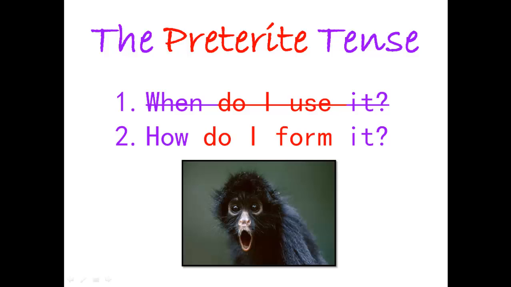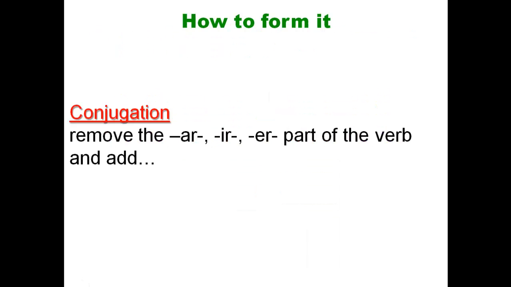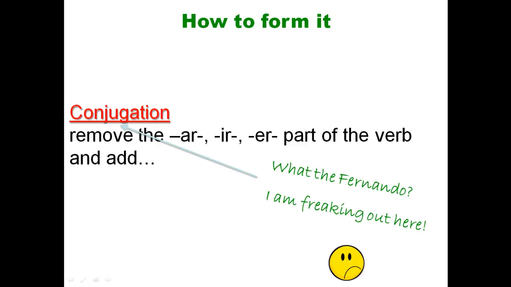So let's have a look now at how do I form it. Okay, so for the conjugation, it's really simple. You remove the AR, the ER, and the IR part of the infinitive, and you add, hold on. If you are freaking out about the conjugation bit, don't. I explain it in quite a lot of depth in the present tense, but if not, here's a brief summary.